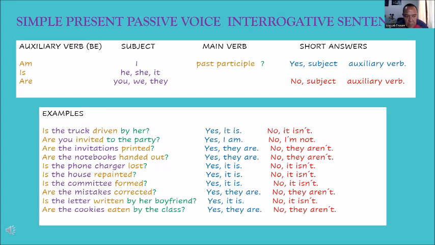Examples. Is the truck driven by her? Yes, it is. No, it isn't. Are you invited to the party? Yes, I am. No, I'm not. Are the invitations printed? Yes, they are. No, they aren't. Are the notebooks handed out? Yes, they are. No, they aren't.